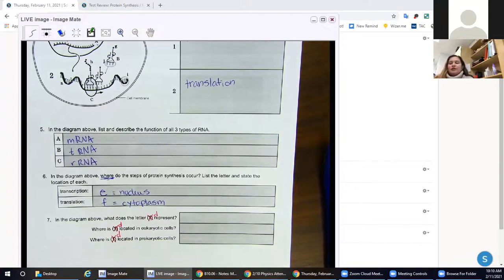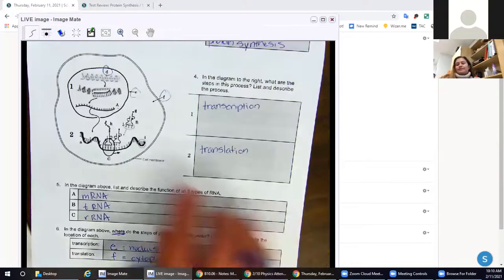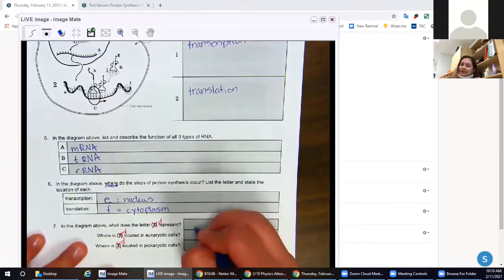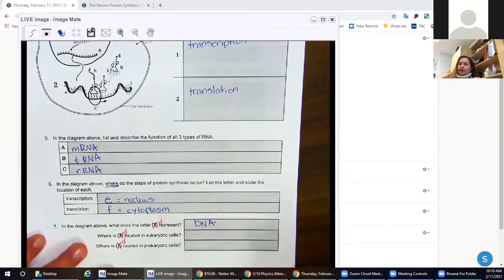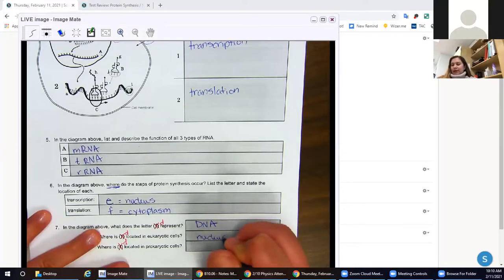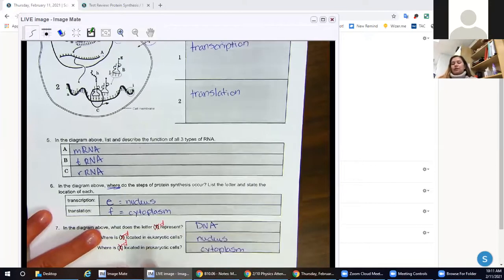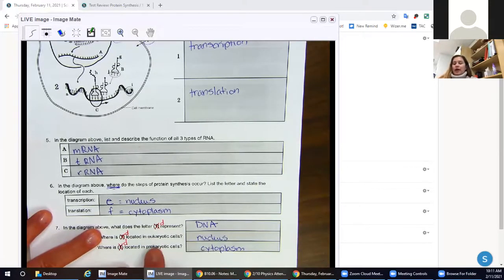Sorry. So on number 7 in the diagram above, what does the letter D represent? Well, D is right here. And D is DNA. In eukaryotic cells, it's in the nucleus. In prokaryotic cells, it's in the cytoplasm. Because remember, if you're a euk, you have a nuke, and pro means no nucleus.